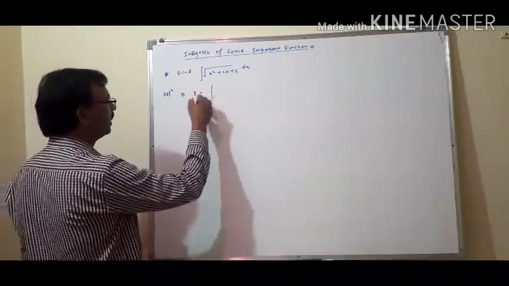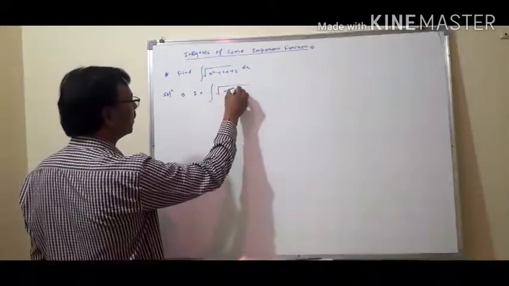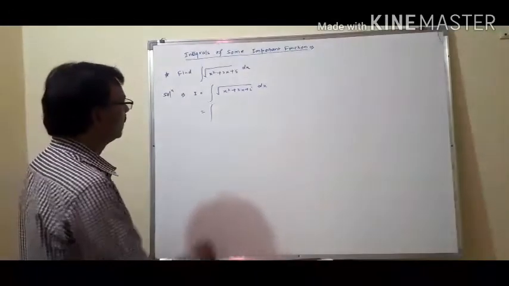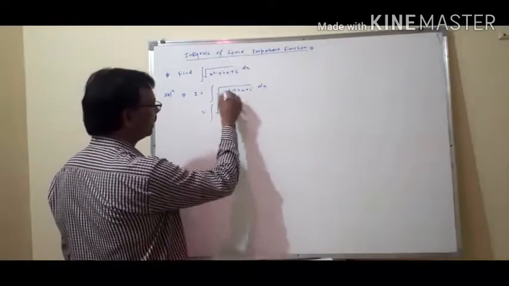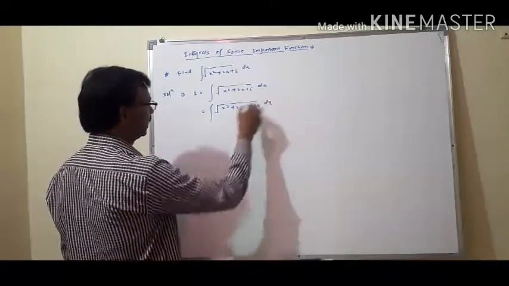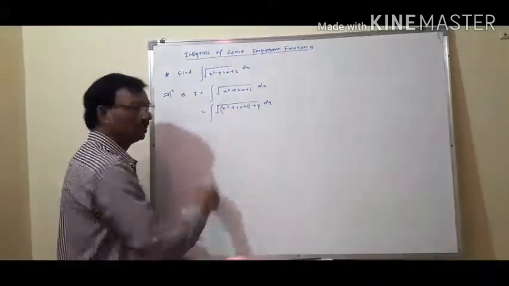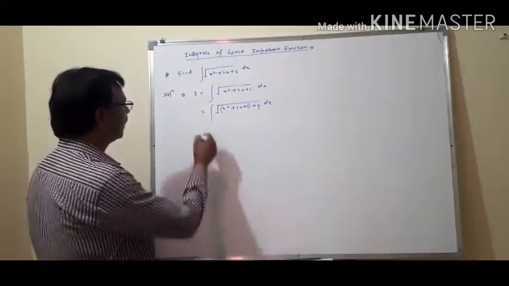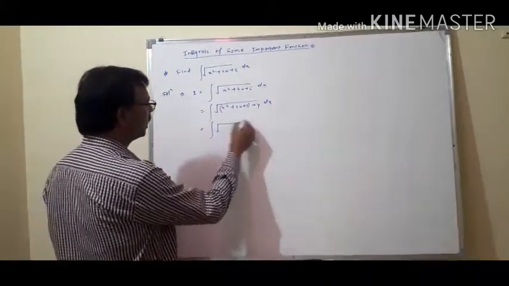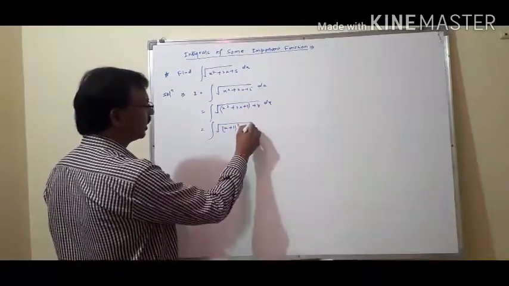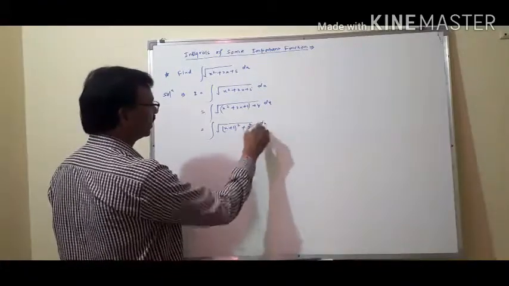I equals integration of root under x square plus 2x plus 5 into dx. First, we should change this into a perfect square. So we can convert this to x square plus 2x plus 1 plus 4 into dx. Now you can see that this is the whole square of x plus 1. That means this is equal to root under x plus 1 whole square plus 4, we can write square of 2, into dx.